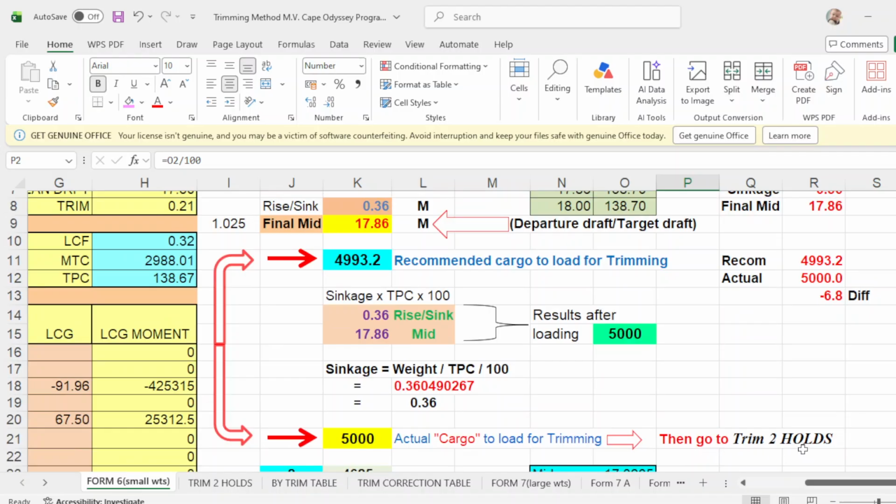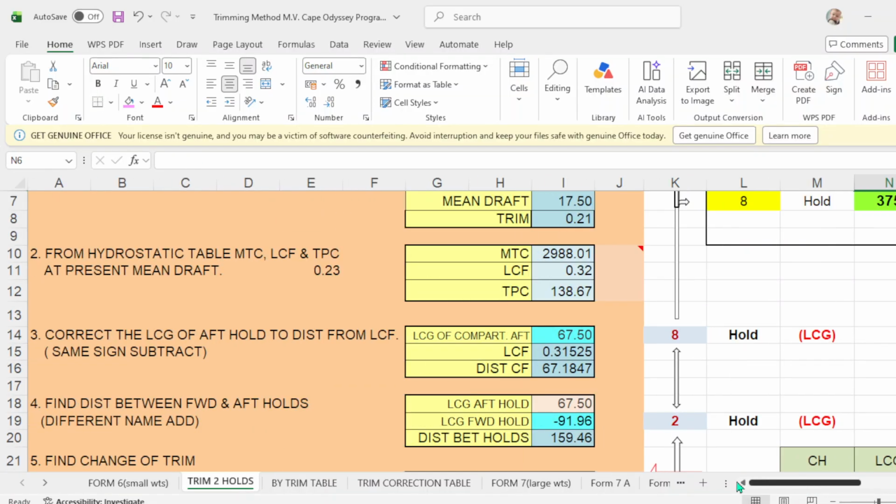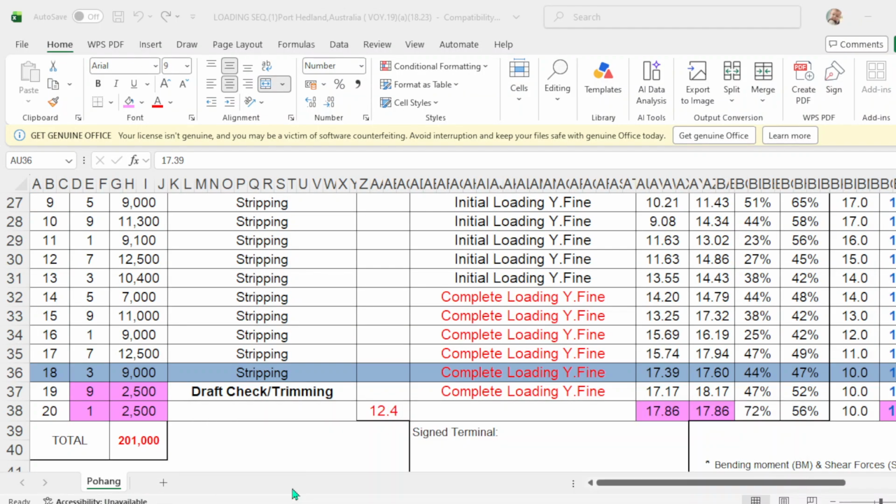Then we go to trim holds 2. Trim holds 2. This is trimming with 2 holds. Take note of the remaining cargo to load. This is 5,000. This is your present draft. This is your mid draft, trim, and MTC, LCF, and TPC. Take note of the trimming holds, which are 1 and 9.